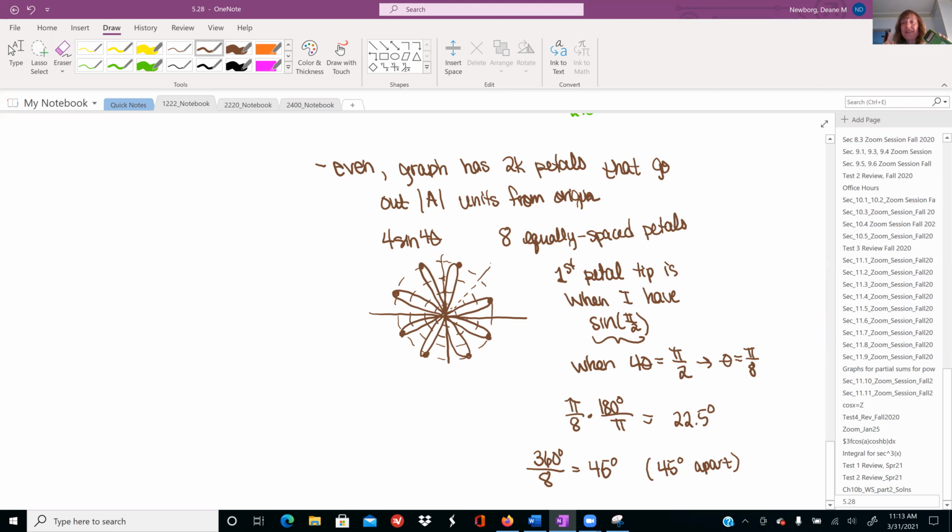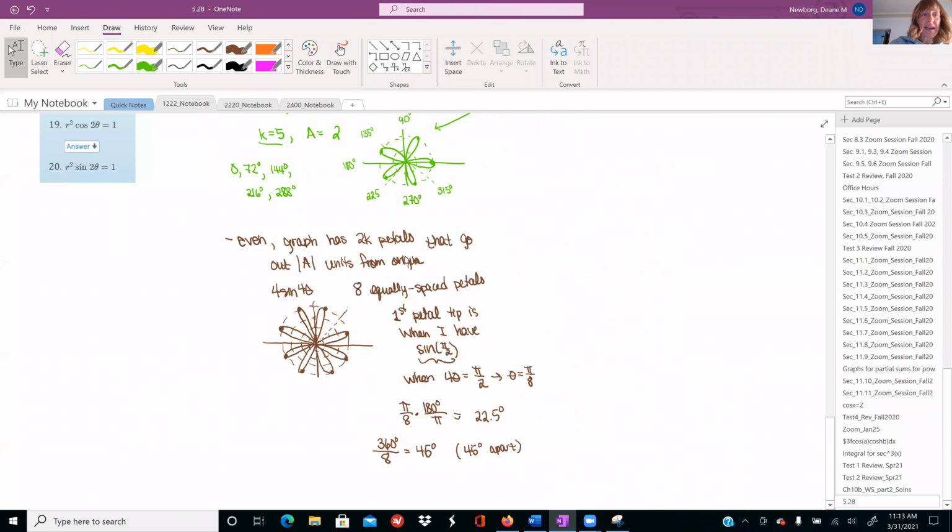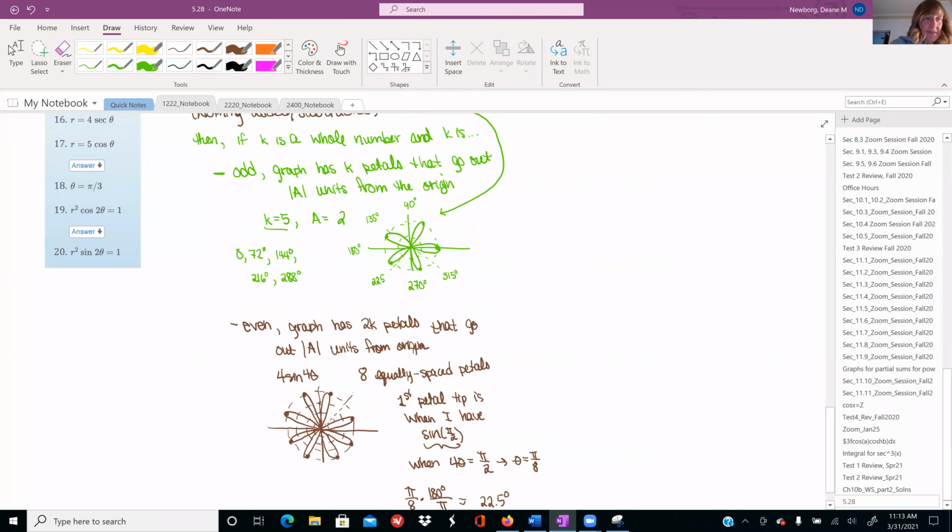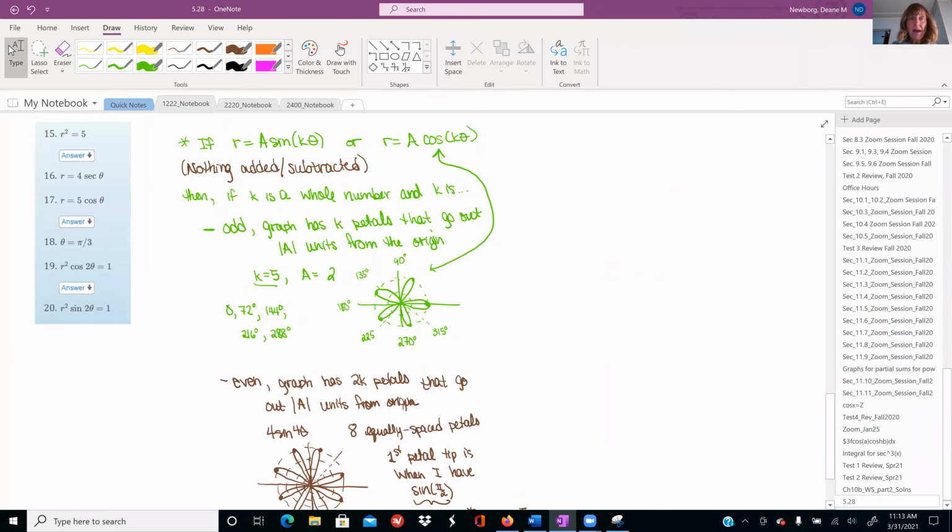Okay, so those are special cases, right? When it's just a number times cosine k theta, a number times sine of k theta. What if they look different? Like, actually the first one, 15, r squared equals 5. So you would just get r equals plus or minus square root of 5, which means I'm just on a circle of radius root 5. And even if it doesn't matter whether you use plus or minus, you get the same graph.